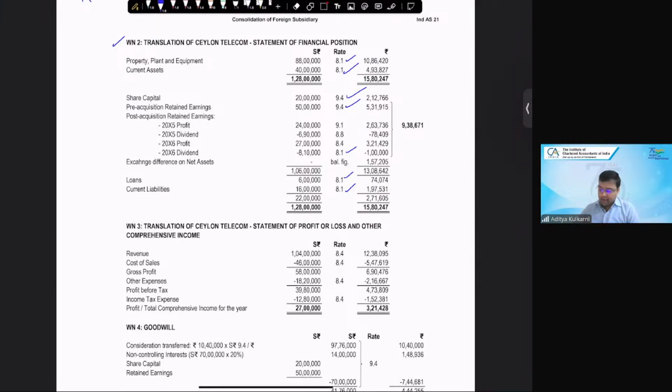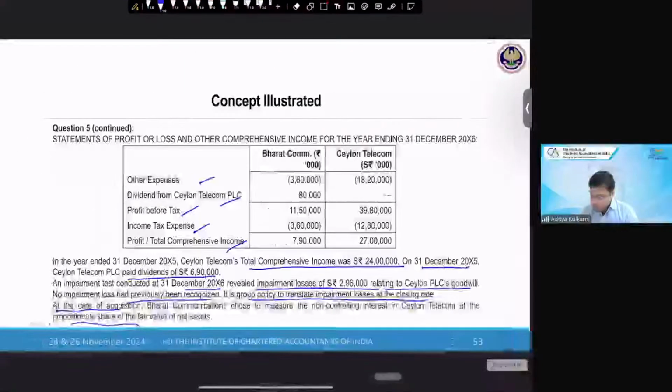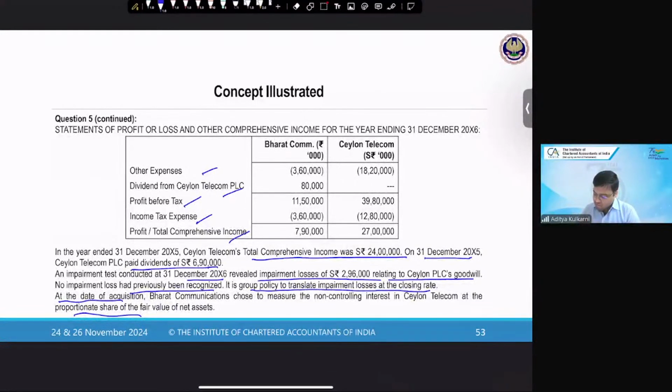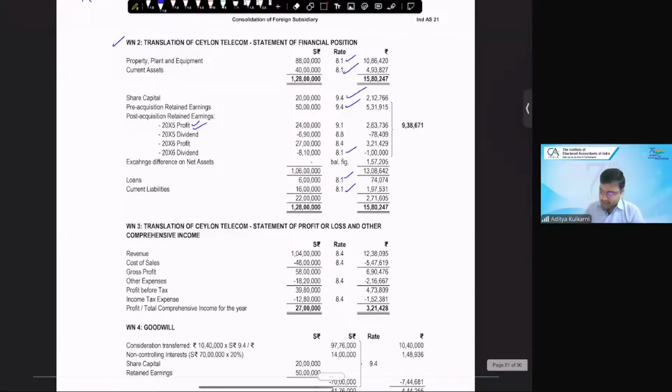ठीक है आगे बढ़े. So then it is earning profit in year 20x5. They have given the split, na? In the year ended 20x5, total comprehensive income was rupees 24 lakhs, and it has paid dividend of rupees 6 lakh 90. So profits earned 24 lakhs.